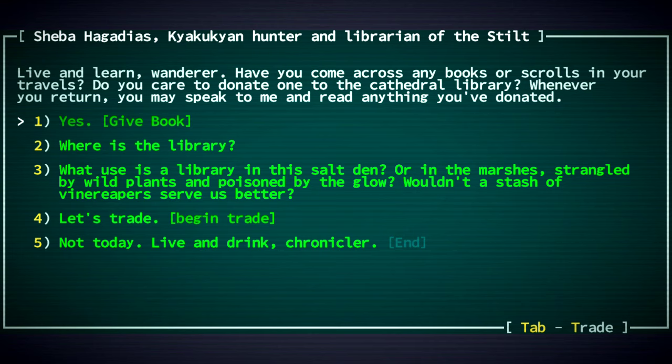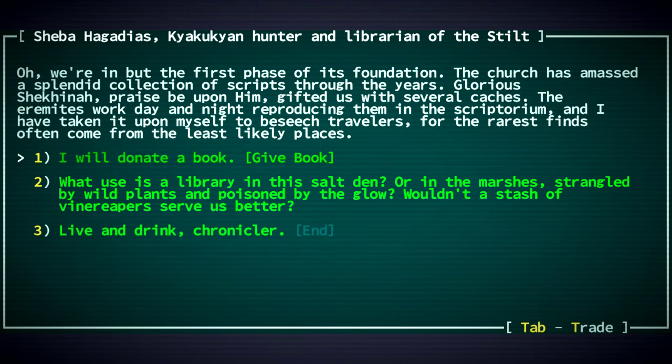Live and learn, Wanderer. Have you come across any books or scrolls? He will give you experience for books, I think, which is really nice. Where is the library? Oh, we're in the first phase of its foundation.